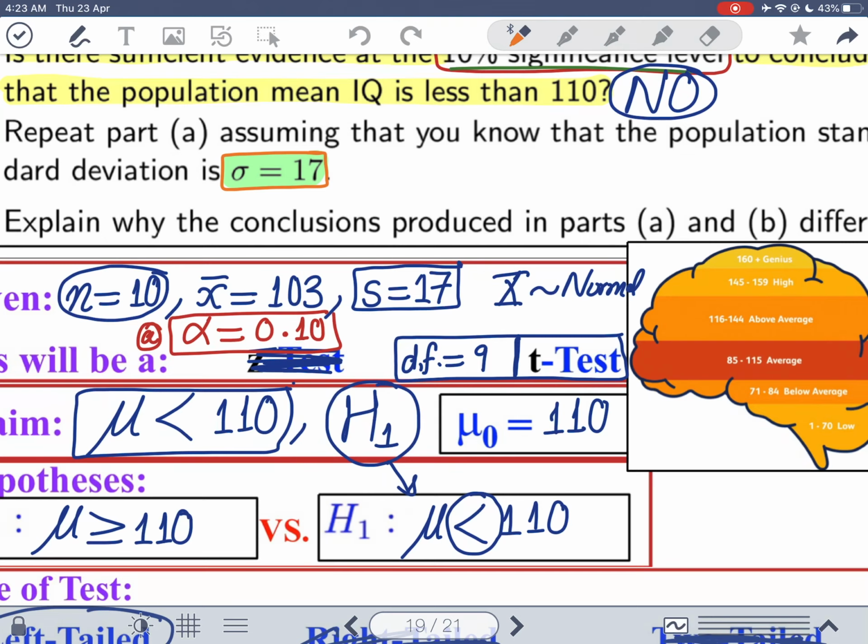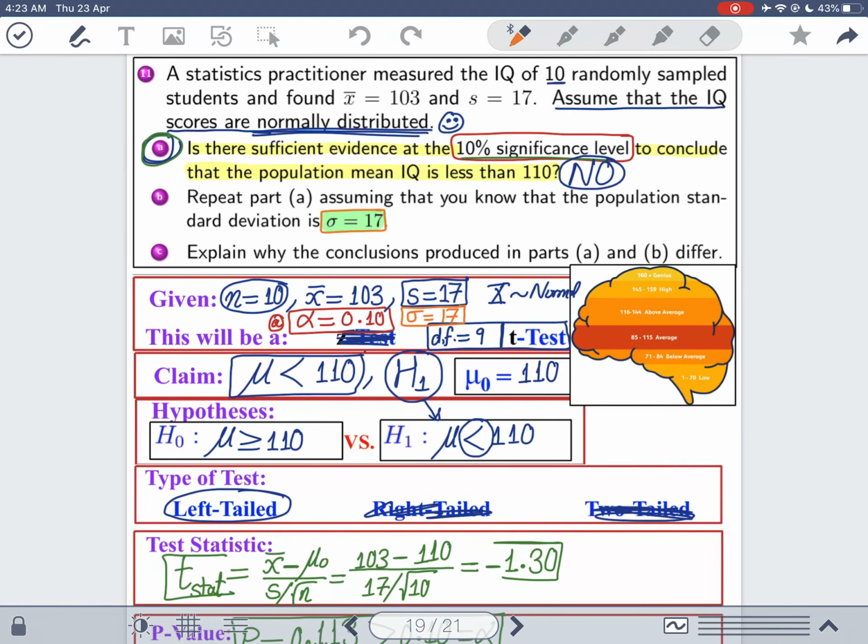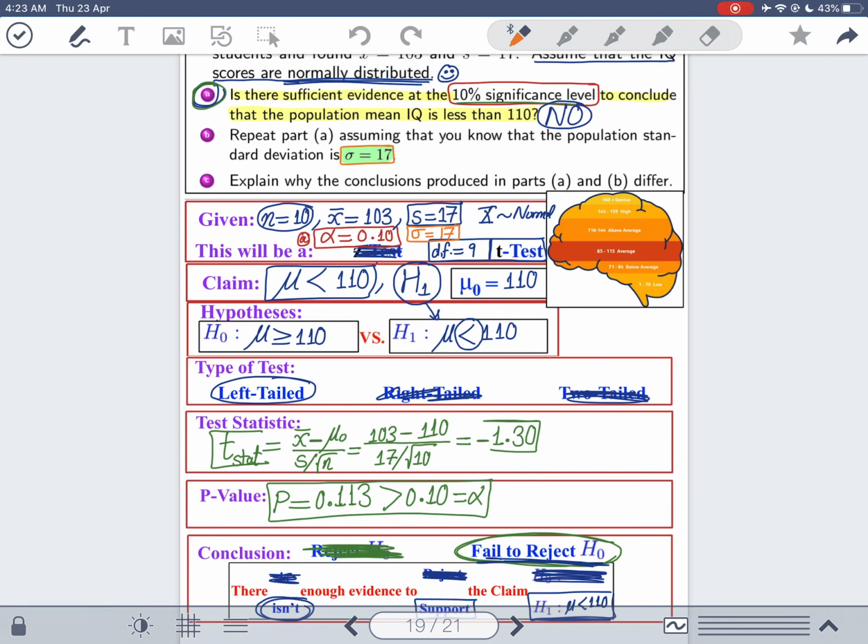So instead of S, you have sigma. Sigma, and it's the same number to make it even further easier for you, because this means that you don't have to make a lot of changes when you do the computations. But if it was different, of course, you'll have to do things over again when you do the test statistic.